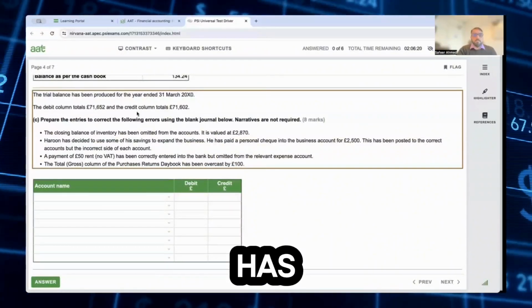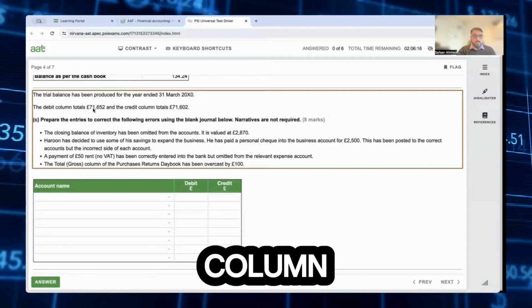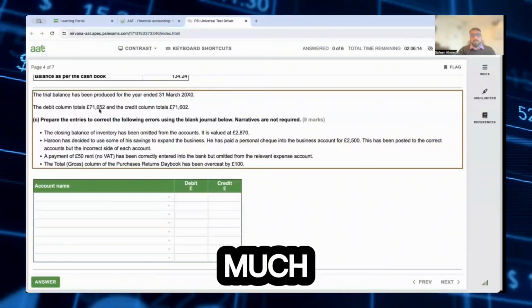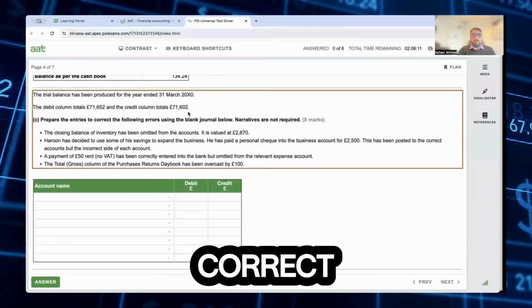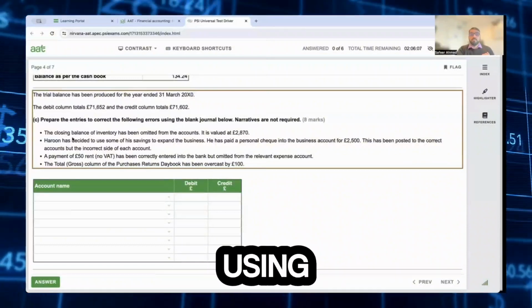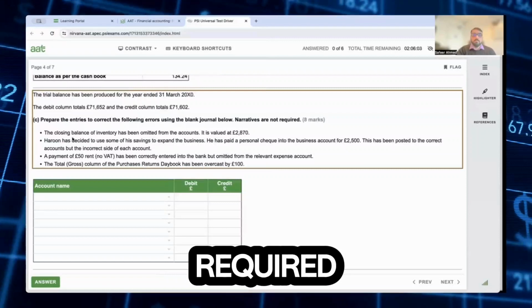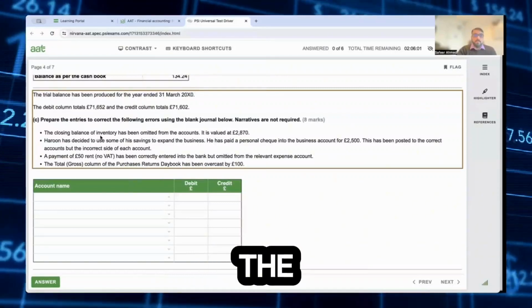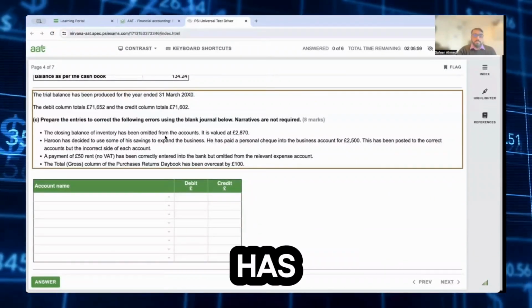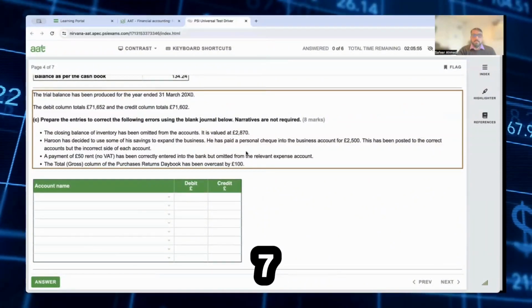The trial balance has been produced for the year ended 31st of March 2020. The debit column totals this much, 71,652, and the credit column is this much. Prepare the entries to correct the following errors using the blank journal below. Narratives are not required. Fine. The closing balance of inventory has been omitted from the accounts. It is valued at 2870.